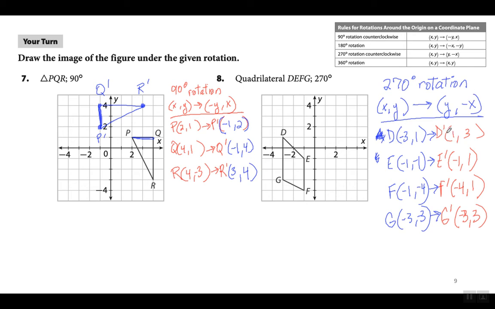All right, so let me graph this. D prime is at (1, positive 3). E prime is at (negative 1, positive 1). F prime is at (negative 4, positive 1).